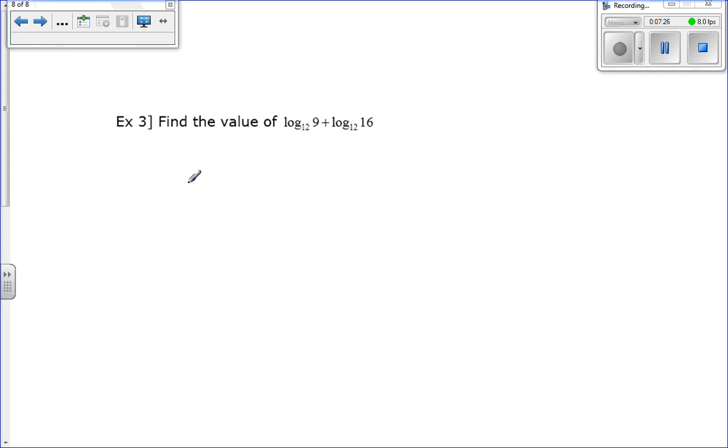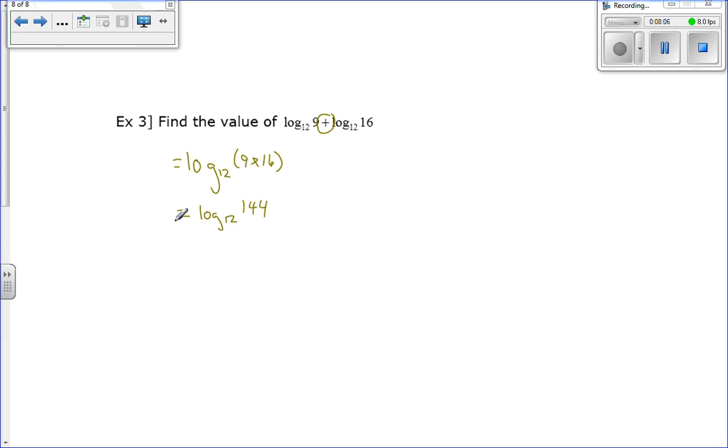Find the value of log base 12 of 9 plus log base 12 of 16. Well, okay, so if I am adding logs, that means I must be multiplying the numbers inside. So I have log base 12 of 9 times 16. I'm actually going to multiply 9 times 16, which will give me log base 12 of 144.